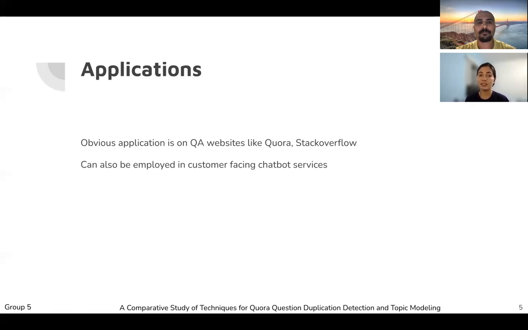The next application can also be for customer-facing chatbot services. For many kinds of services, there are some questions that are frequently asked over and over by the customers that human representatives have to answer. But if these duplicate questions can be detected and grouped together, then a chatbot service can be implemented for answering these frequently asked questions. It could be a lot of help for these companies and services. So this could also be a very important potential application of our project.